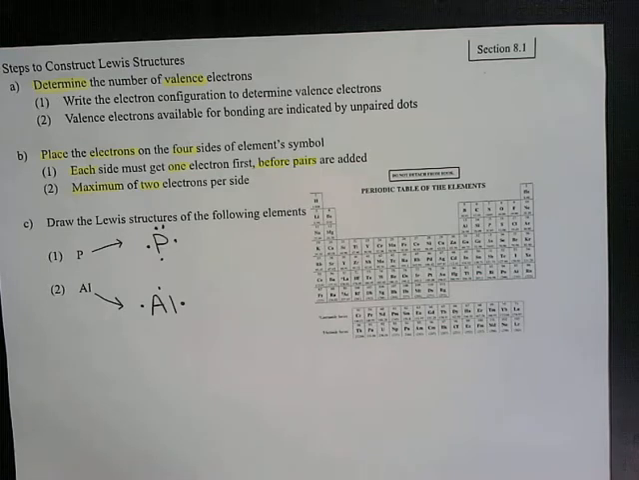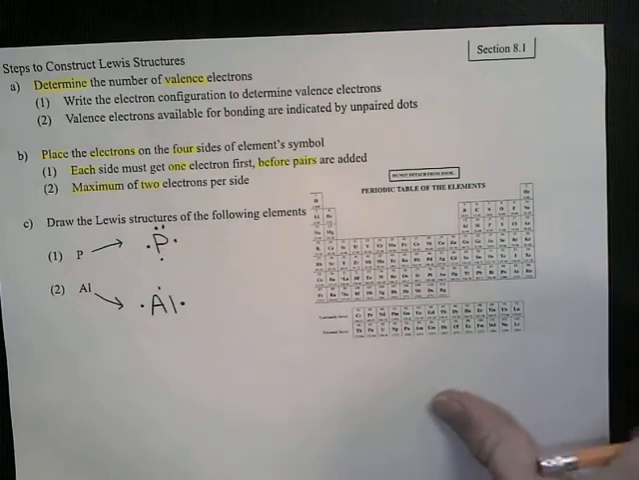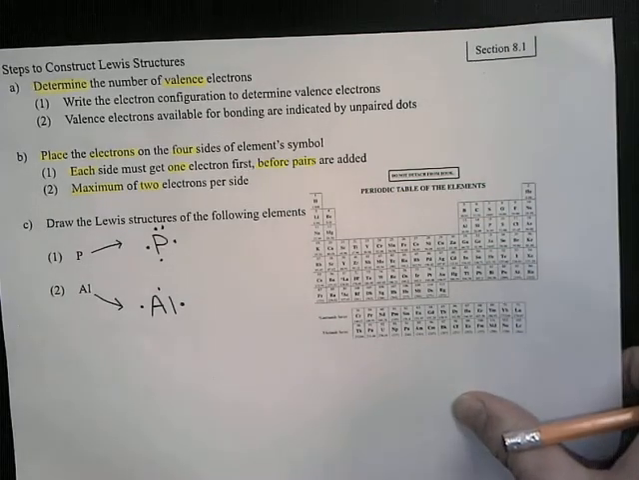Again, very simple. You just need to remember, hey, valence electrons, each side gets 1 before we go and add doubles. All right? Now, you may be wondering, okay, we put dots around the element symbol. Why? What's the point of that?